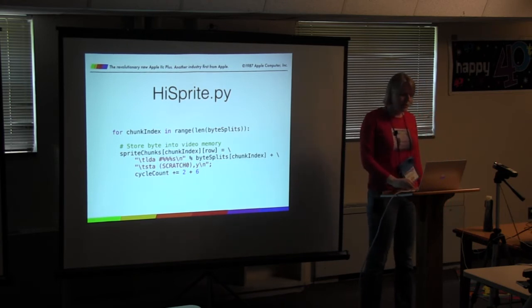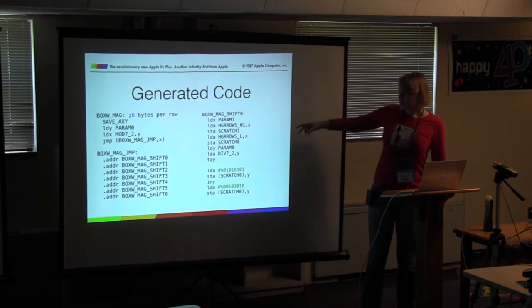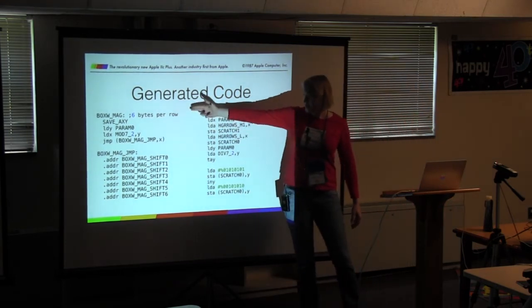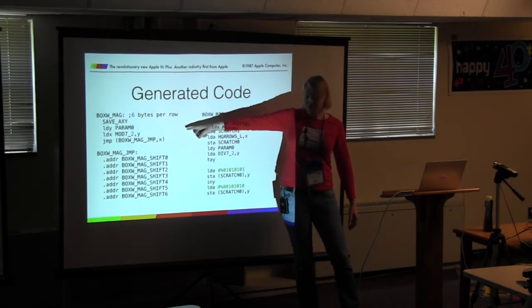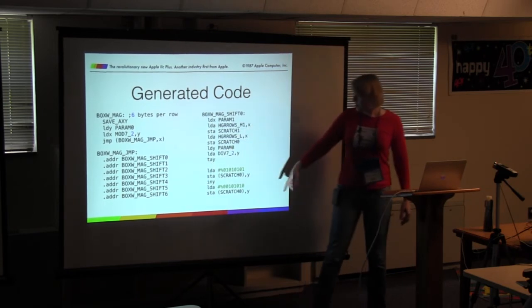So the generated code ends up looking something like this. Meg is the name of the sprite in this case. There's an entry point here that figures out which shift you need based on the x coordinate you're trying to draw at, and then it jumps to one of the 7 shifts.